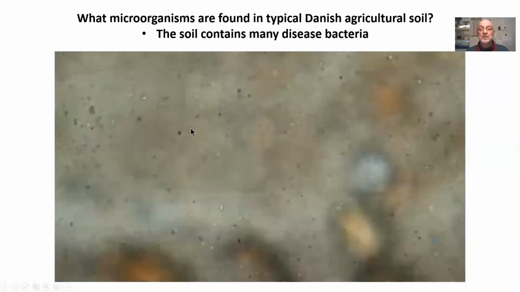So this is how it looks when we look at a typical conventional farming soil. This is just bacteria and nothing else. And normally it is disease bacteria, because the only thing that can actually grow in this soil is the bacteria that are living on our crops. So we are sort of promoting bacteria we don't really want.